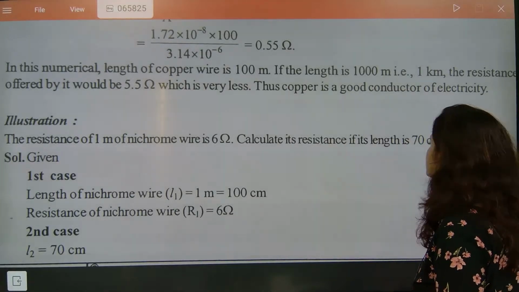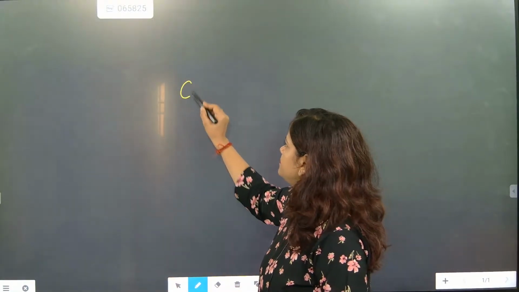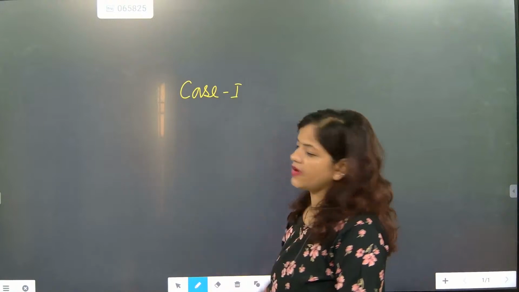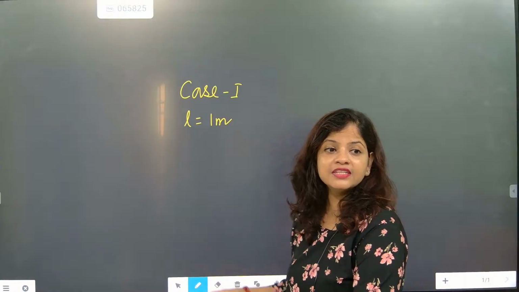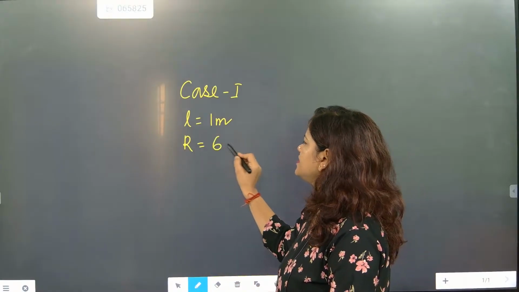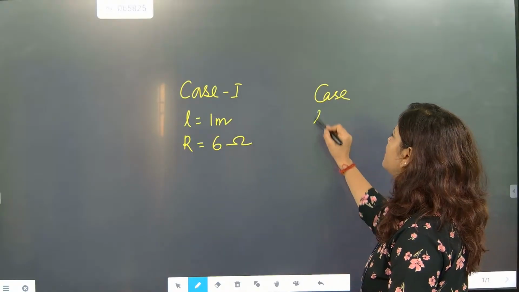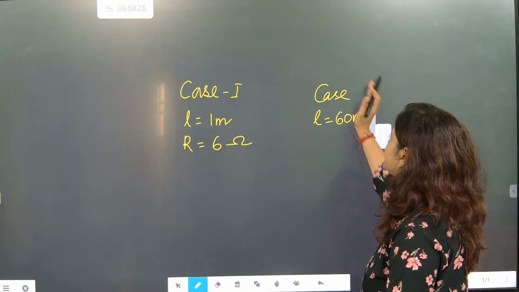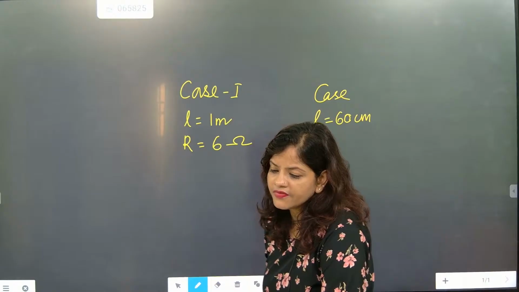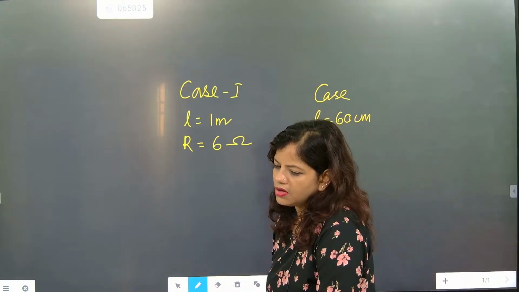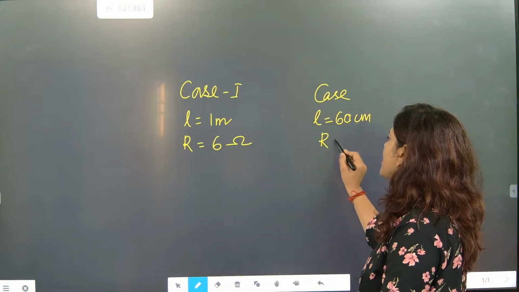First, we will write this. First they have given cases, we are going to discuss here. Case 1: what is the length of the wire? 1 meter was the length of the wire. And the resistance given? 6 ohm. Now, what is the second case? Case 2: the length given is 70 centimeter. And what is the resistance? We have to find it.